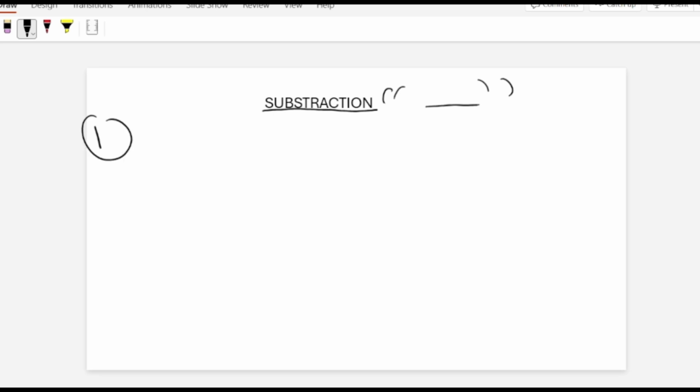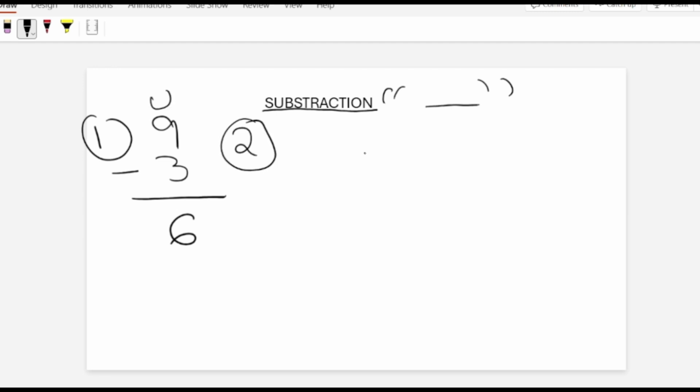Example 1. 9 minus 3 equal to how much? 6. If you subtract 3 from 9, you will get 6. Second example. It's only one digit, unit, okay? Only one-digit numbers.